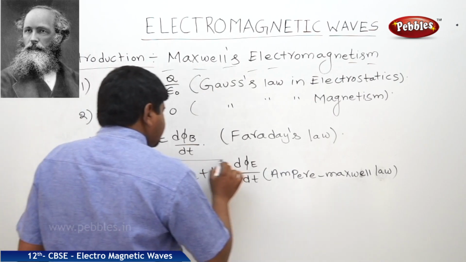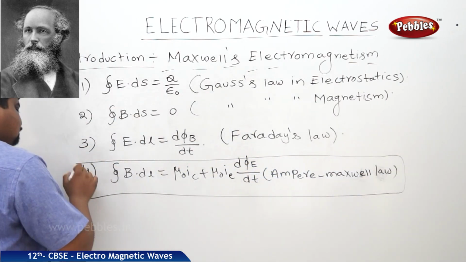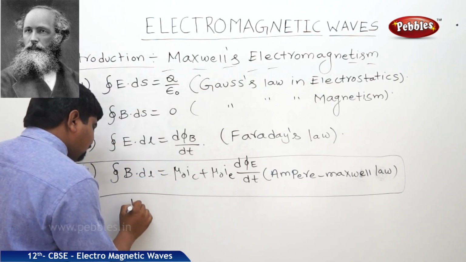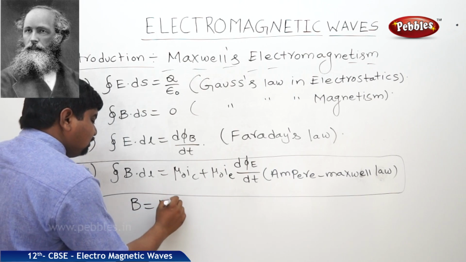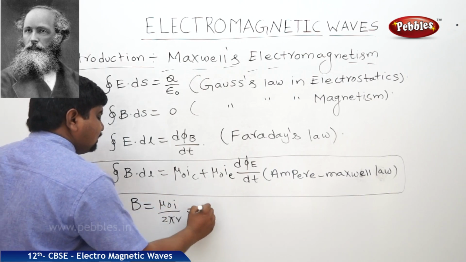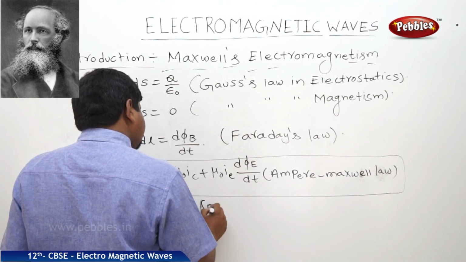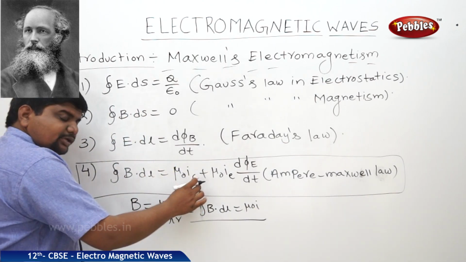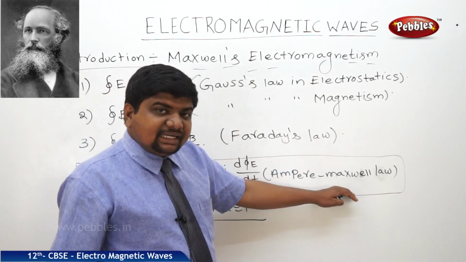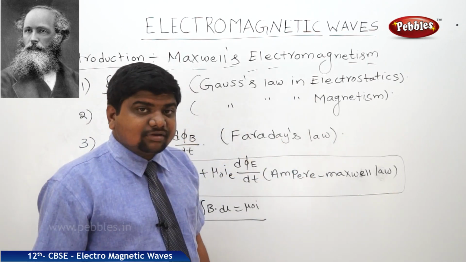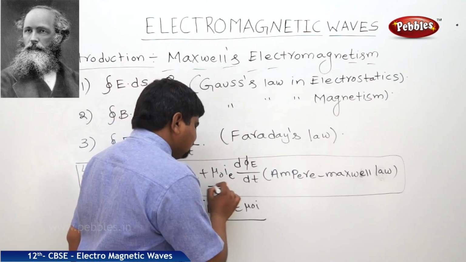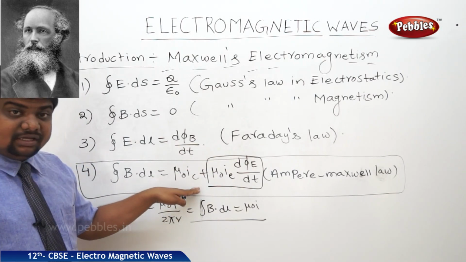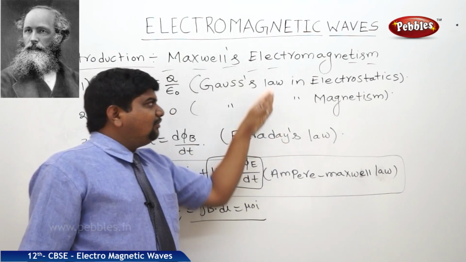If you observe the fourth equation, actually Ampere's circuit law is different. Ampere's circuit law is B is equal to mu naught I by 2 pi r, and we can write line integral of B dot dl is equal to mu naught I. So B dot dl is equal to mu naught I should be there. But Maxwell predicted another amount of current. That current is called displacement current, and he added the term related to the displacement current to the actual Ampere's law. So that's why it is said to be Ampere's Maxwell modified law of electromagnetism.